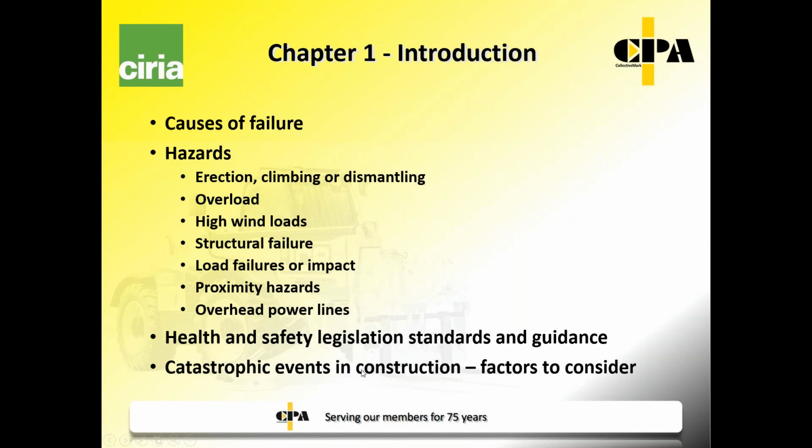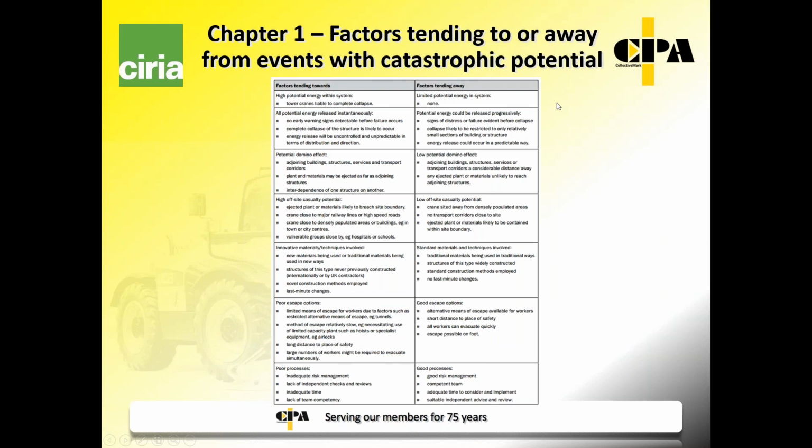we talk about catastrophic events in construction. These are events where there is the potential to injure or kill large numbers of people, and we talk about the various factors to consider. And here is a list of the factors that will tend towards a catastrophic event and the factors that will tend away from a catastrophic event, particularly talking about tower cranes.